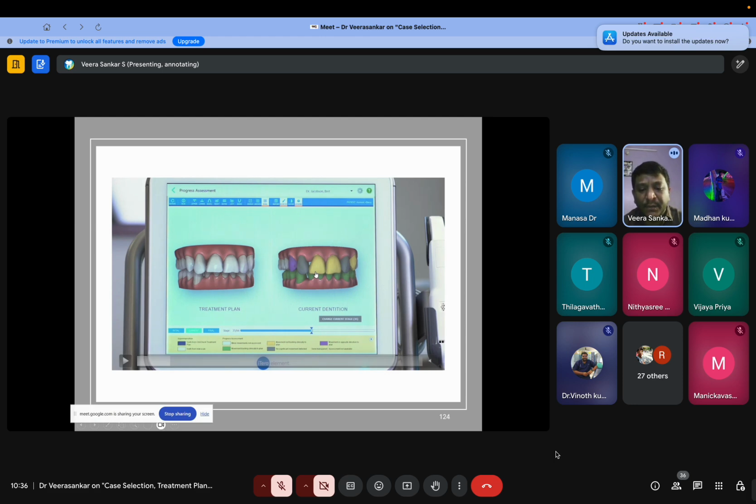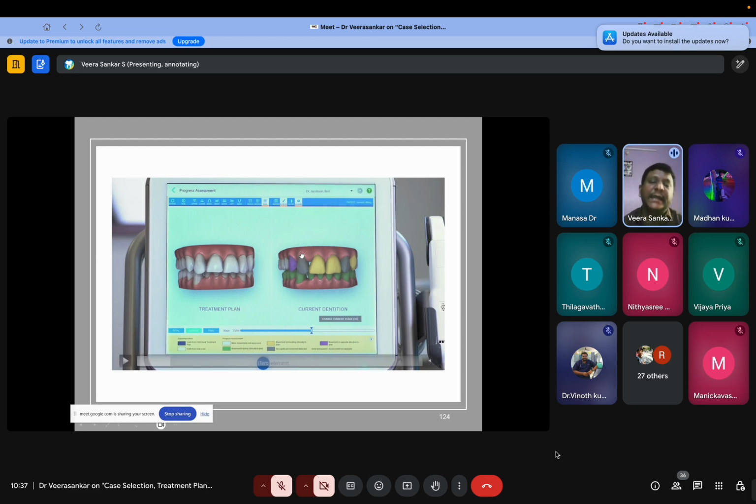If there is a yellow color, it means the movement of the teeth is not tracking clinically to the plan. When it is gray, it means no significant movement, or that it is being modified. When it is violet, it means the tooth movement is happening opposite to the plan. If it is cream, it shows that the movement is happening as per our original plan. This is called a progress assessment scan.